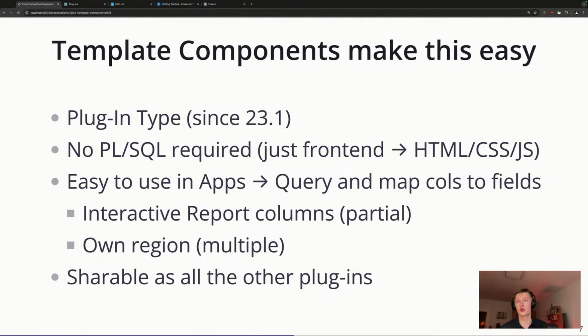There currently are 2 ways to use them. There is its own region type, so like the Yelp list, you would have a region of all your restaurants there. But we can also use them in interactive report columns. So a single column could be a type of a template component, yeah. And most awesomely, they are shareable.